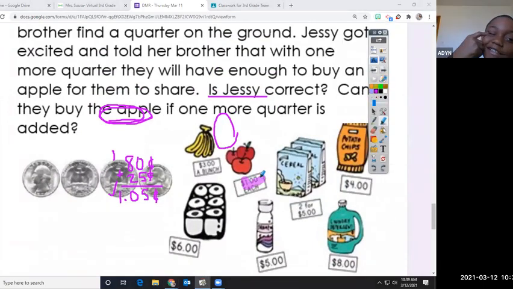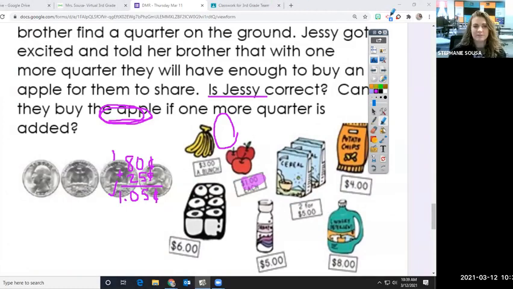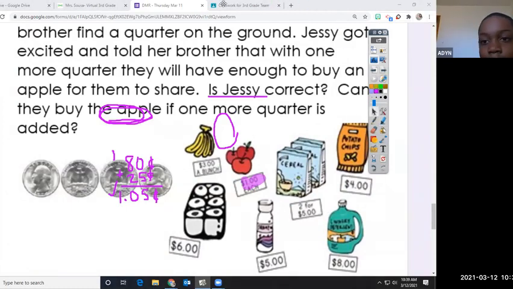See that? Oh, that looked like a 2. Yeah, that dollar sign can be tricky, but it is in fact only $1.